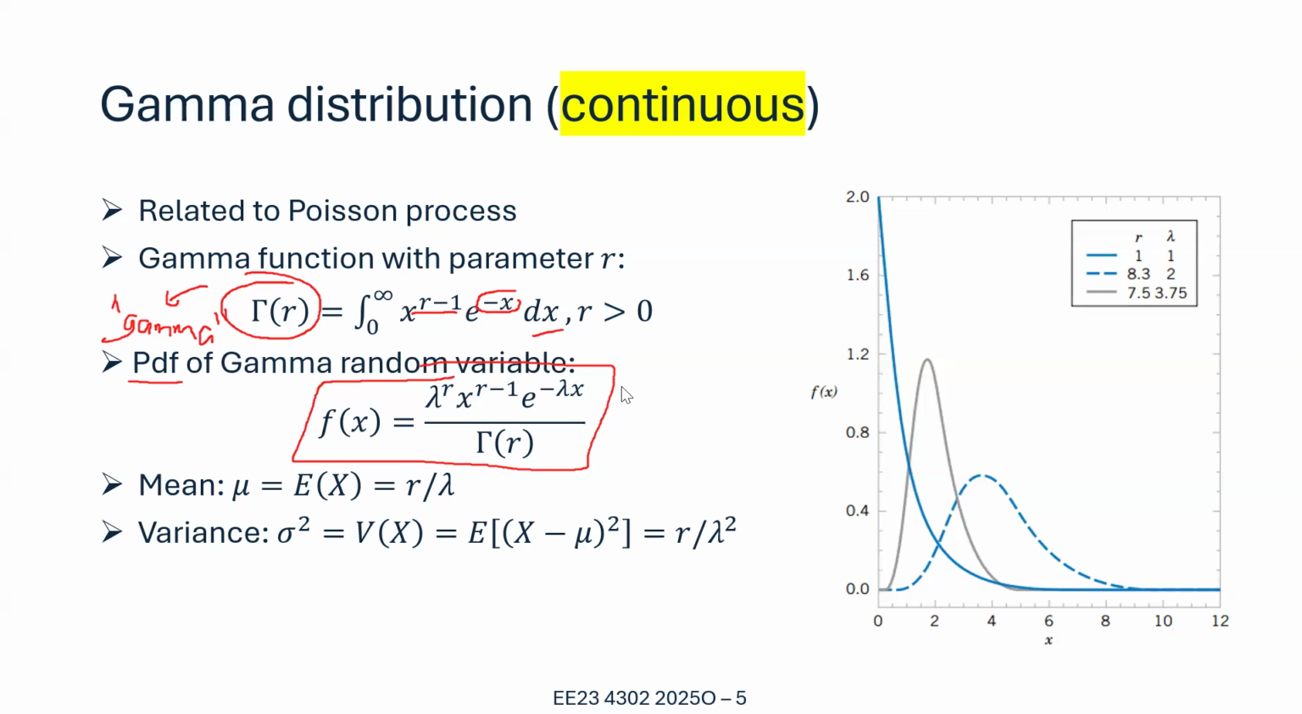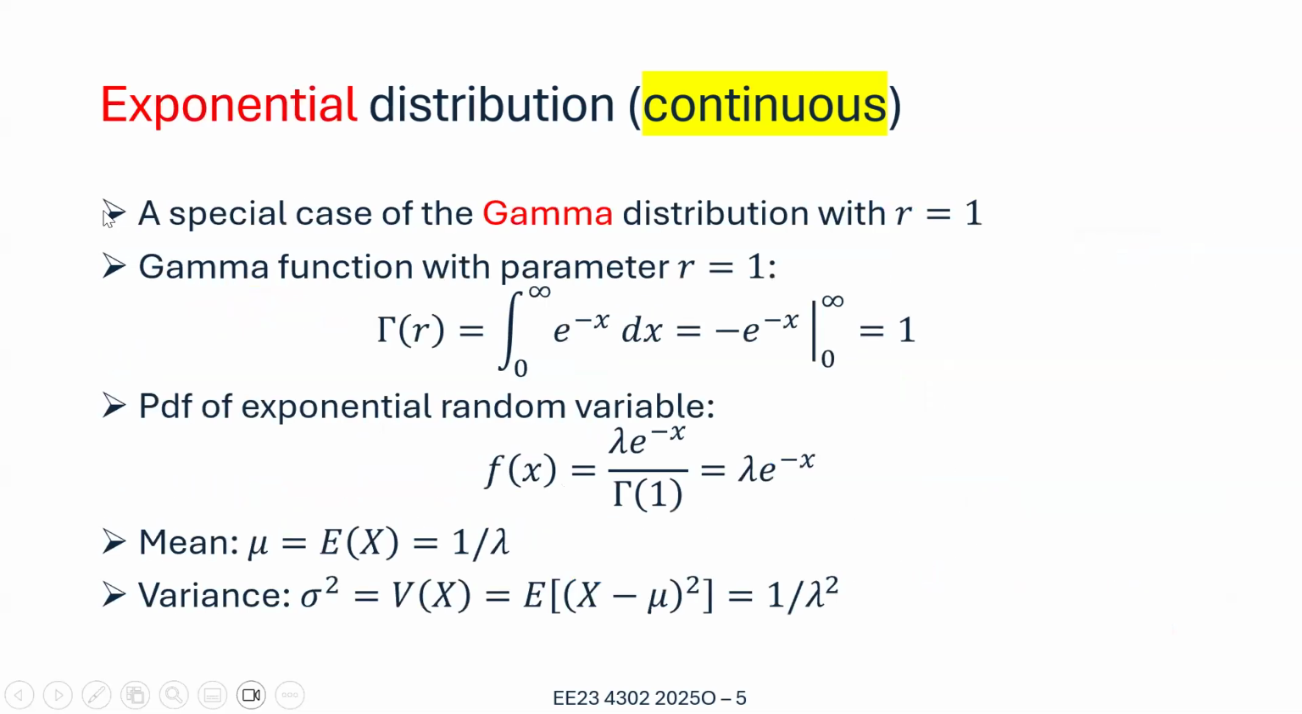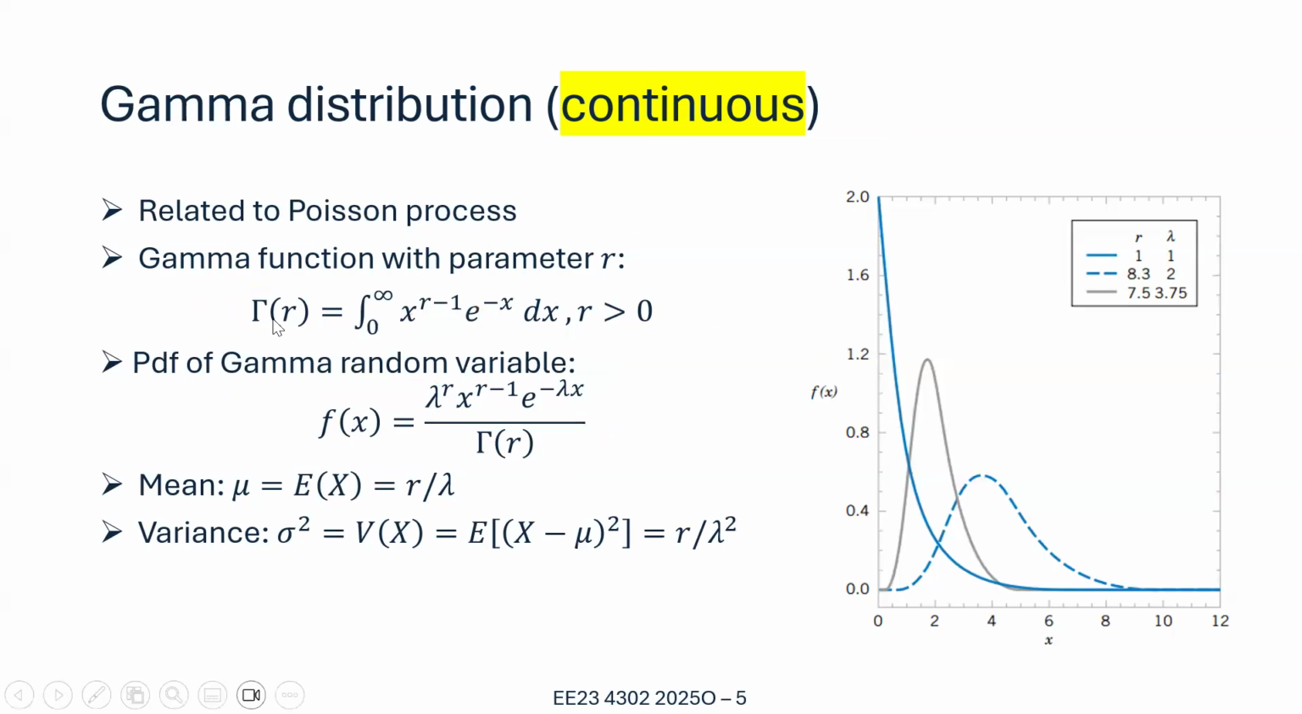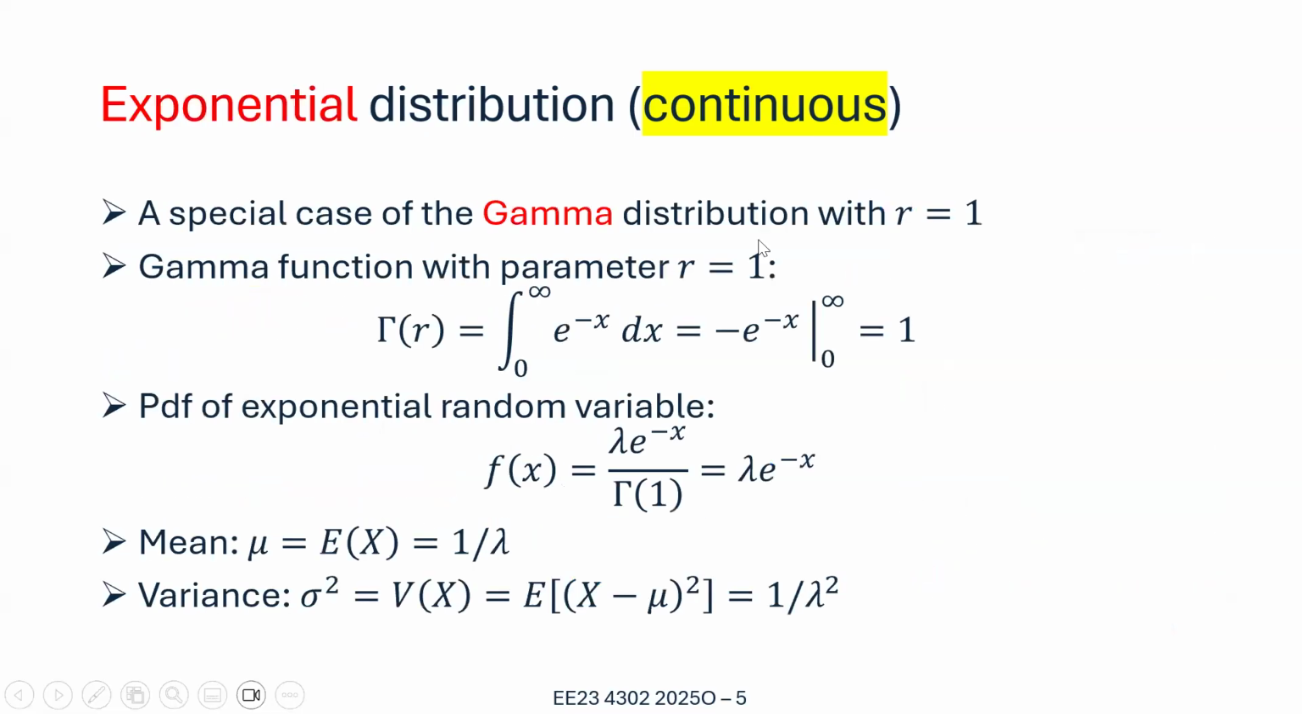So the reason why we study this is that it is related to the next distribution, which is the exponential distribution. And this is the special case of the gamma distribution with r equals 1. So here gamma of r actually equals 1 because r is 1, therefore gamma here is 1 also.